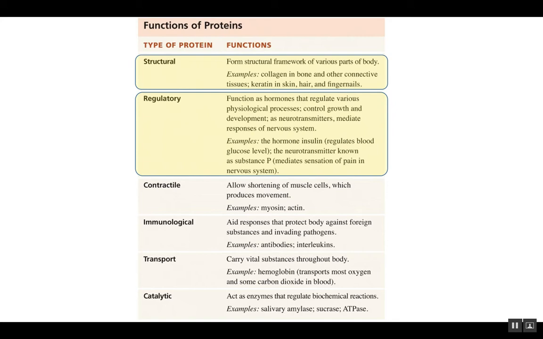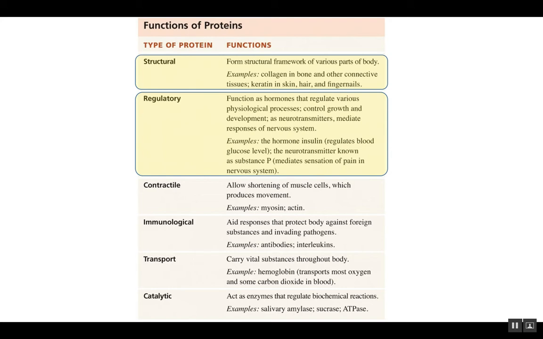It could be what we call regulatory. So it's regulating the body somehow. And typically a regulatory protein is a hormone that functions throughout the bloodstream, or it could be a neurotransmitter. So hormones and neurotransmitters can be made from protein. A good example of a protein hormone is insulin, which regulates your blood sugar.